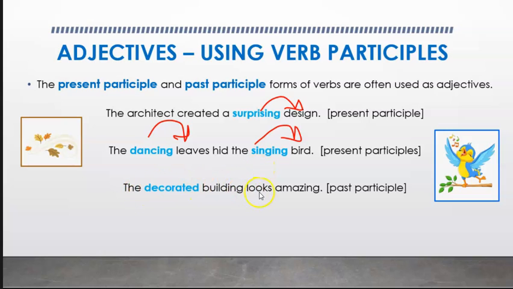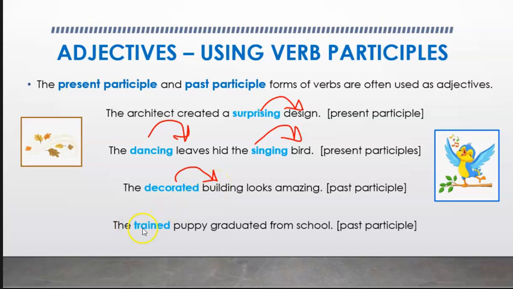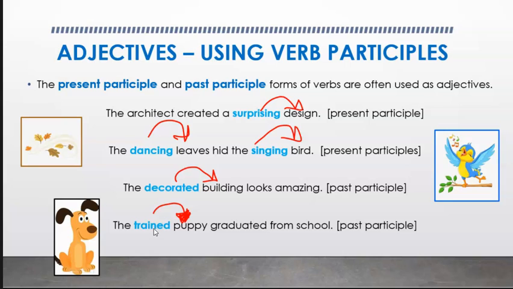The decorated building looks amazing. Decorated is the past participle of decorate, but here it's being used as an adjective describing building. It's not being used as the verb. And the trained puppy graduated from school last week. Again, trained is the past participle of train, but it's not the verb. Graduated is the verb. Trained here is an adjective describing puppy.